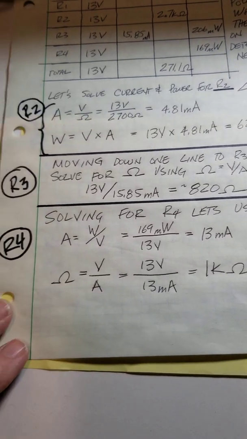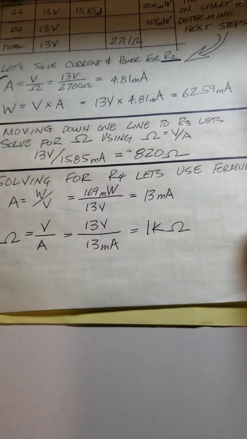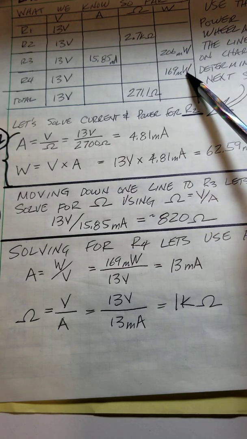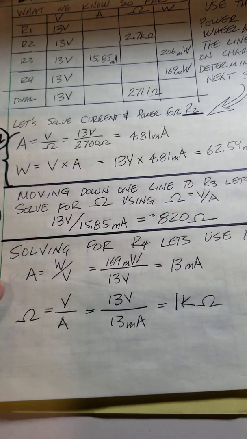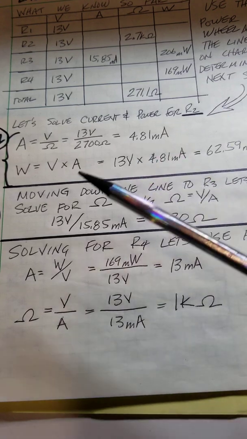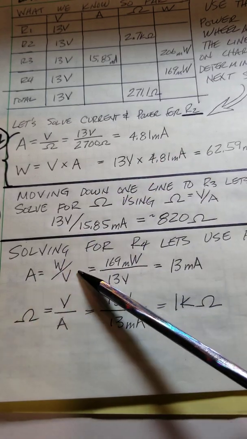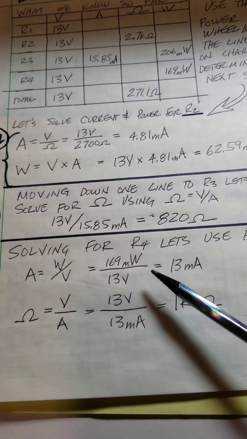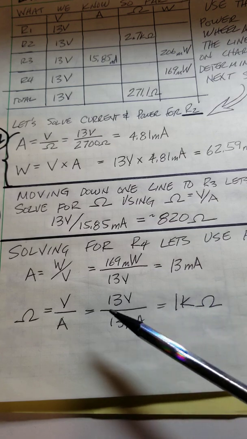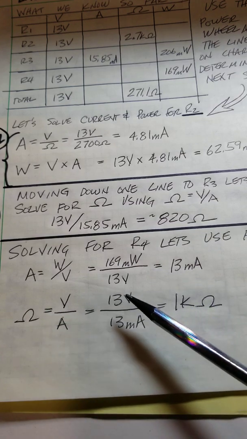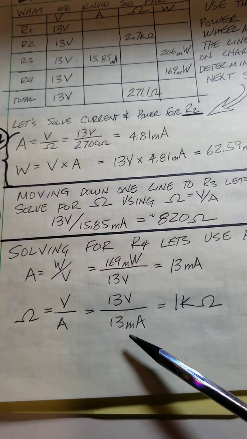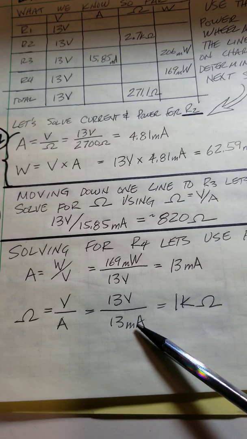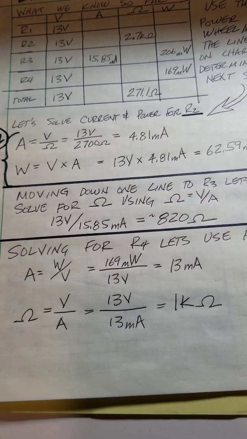And moving along, we're looking at solving for R4. What do we have available from R4? We have our voltage, we have our power, so we look at the power wheel and find out what equation we can use. If I have my watts and my volts, I can solve for amps. I take that 169 milliwatts divided by 13 volts, which comes out to 13 milliamps. Then to solve for ohms, I take the 13 volts divided by 13 milliamps. 13 divided by 13 is 1, and the inverse of a milli is a K, so that's going to be 1 K ohm. So that's page 3 of the problem.